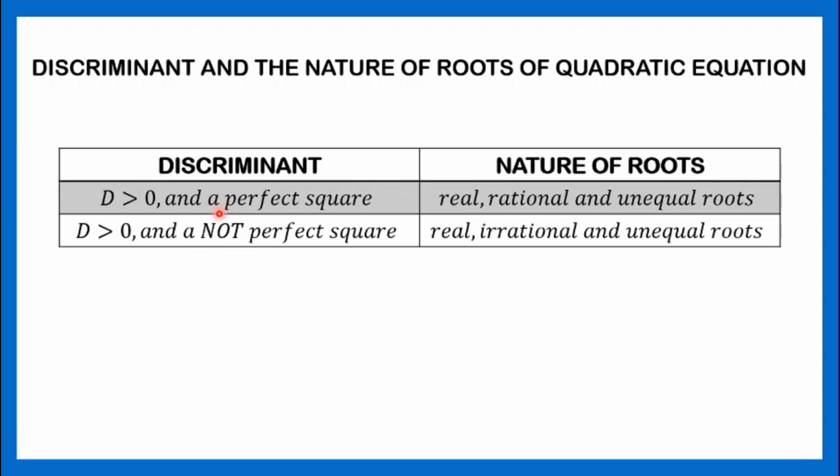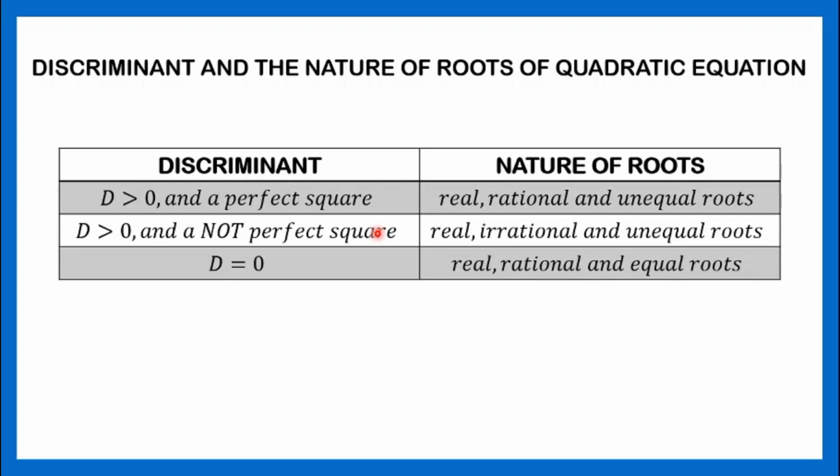Ibig sabihin, hindi tayo makakaisip ng number na kapag minultiply sa sarili, ang magiging sagot ay yung number na pinag-uusapan. Yun ang ibig sabihin ng not perfect square. Now, kapag ganun ang case, expect na dapat yung roots niya ay real number, irrational number, and unequal roots.